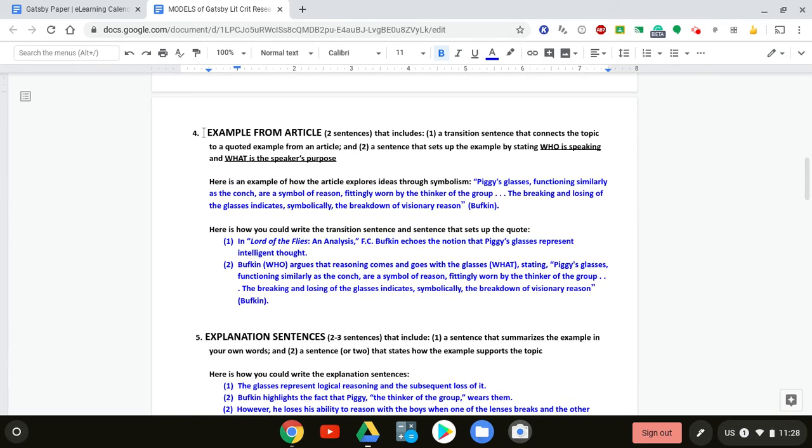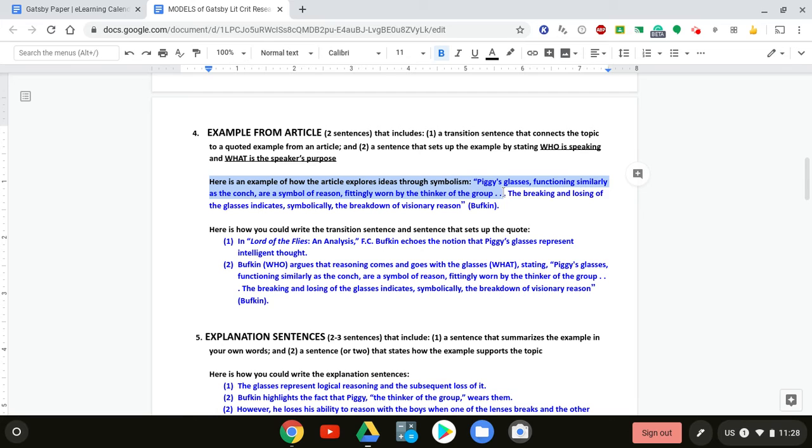All right, next part of the paragraph, we want to focus on the example from the article, the literary criticism articles that you used. So you want to have 2 sentences here that includes a transition sentence that connects the topic to a quoted example from an article, and a sentence that sets up the example by stating who is speaking and what is the speaker's purpose. So here's an example of how the article explores ideas through symbolism.